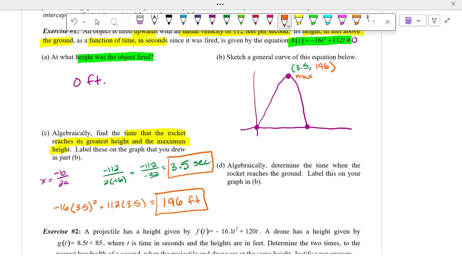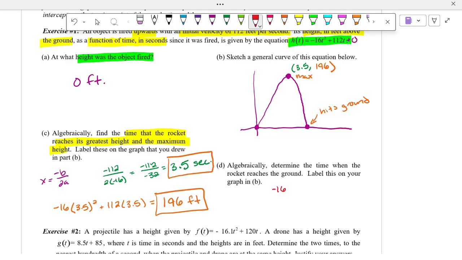Now, algebraically determine the time when your rocket reaches the ground and label this on the graph in part B. So first off, if we're talking about when it reaches the ground, where am I talking? The roots. So we're talking right here. This is when it hits the ground. But we need to find at what time that actually was. So first things first, we're going to see if that top function is factorable at the very least, because that may give us an idea.